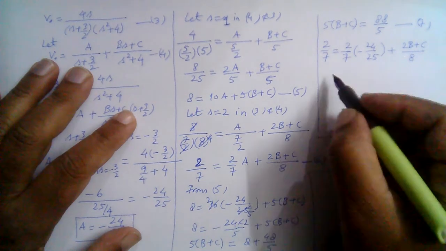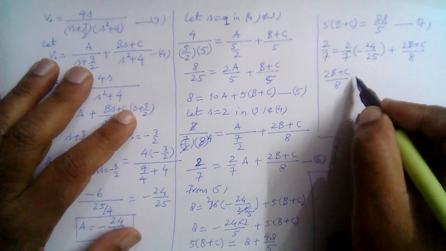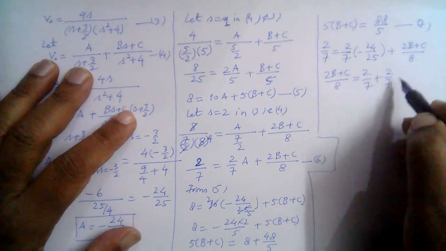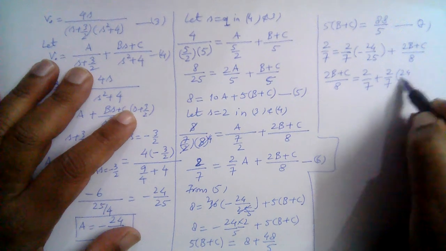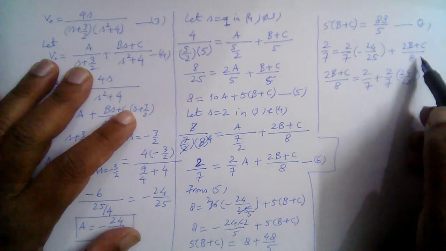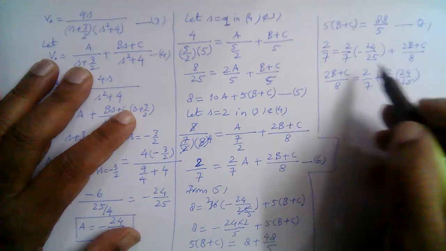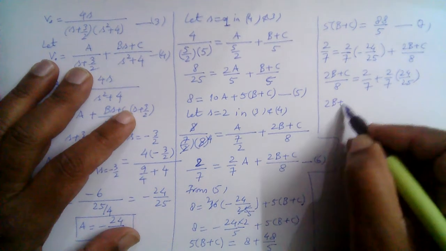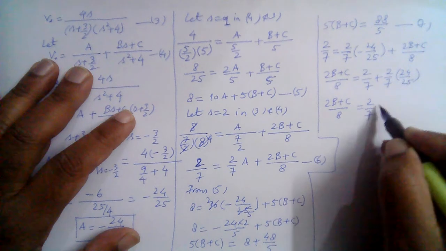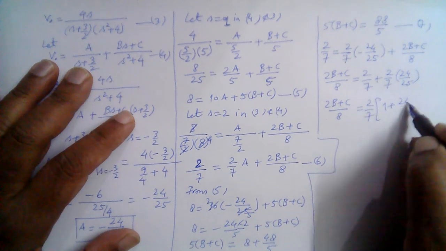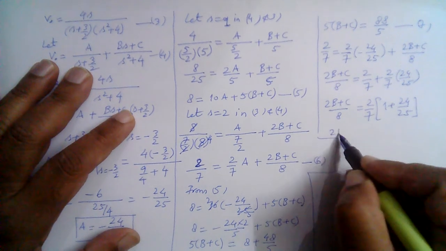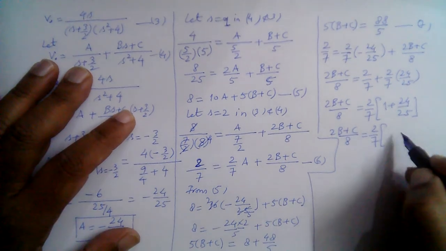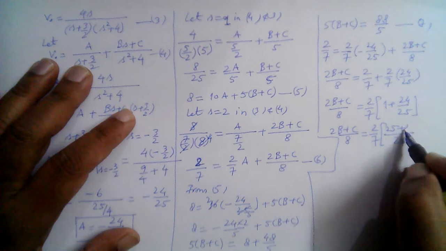We can write 2b plus c over 8 is equal to 2 over 7 plus 2 over 7 into 24 over 25, right? So 2b plus c is on one side and we take on to the other side 2 over 7 plus 2 over 7 over 24 over 25. So 2b plus c over 8, we take 2 over 7 as common, so write 1 plus 24 over 25. So 2b plus c over 8 is equal to 2 over 7 into 25 plus 24.